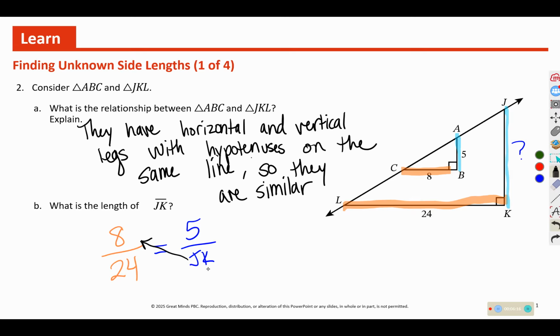So 8 times JK would be 8JK. And then this side, 24 times 5 is 120. To solve it for JK, we have to divide both sides by 8. That leaves us with the side JK, and then 120 divided by 8 will tell us its side length, which is 15 units.